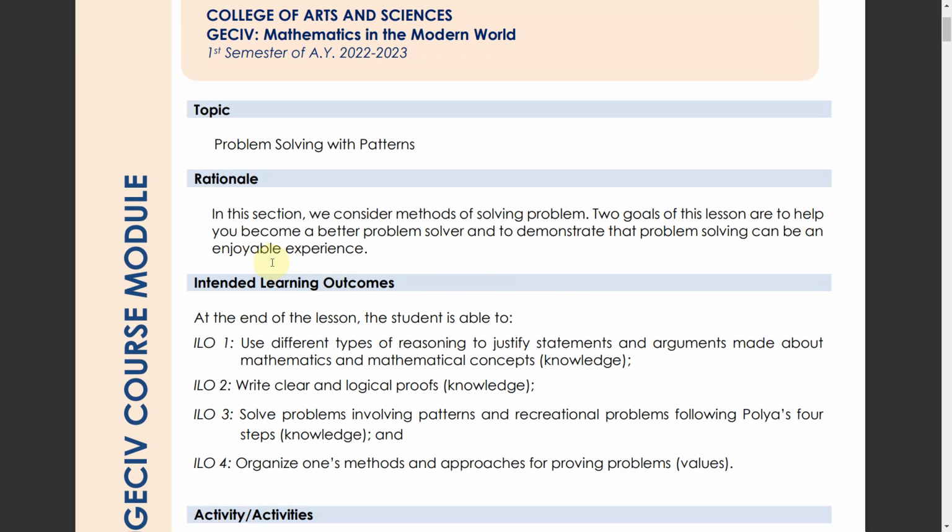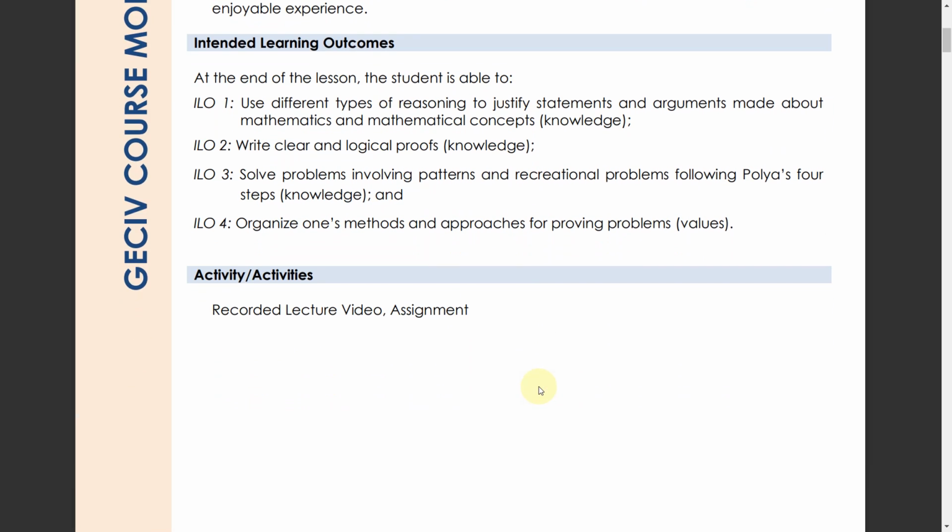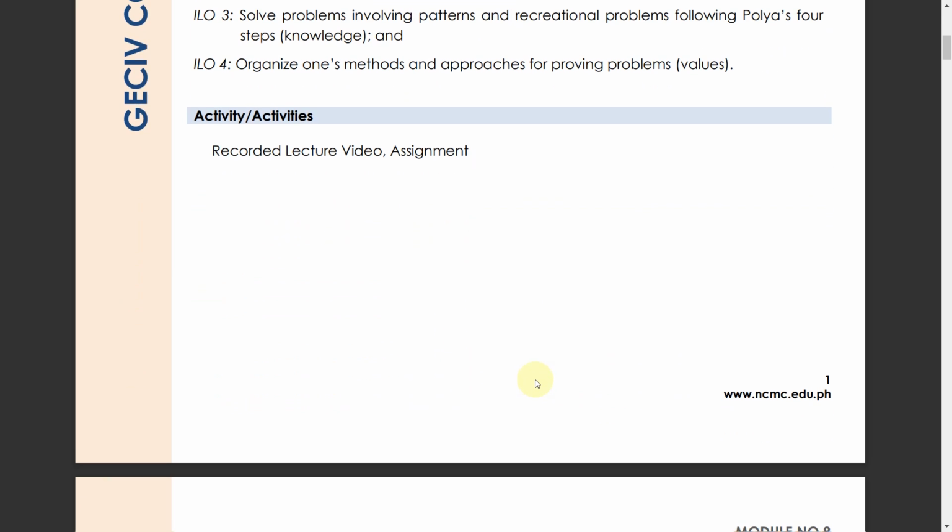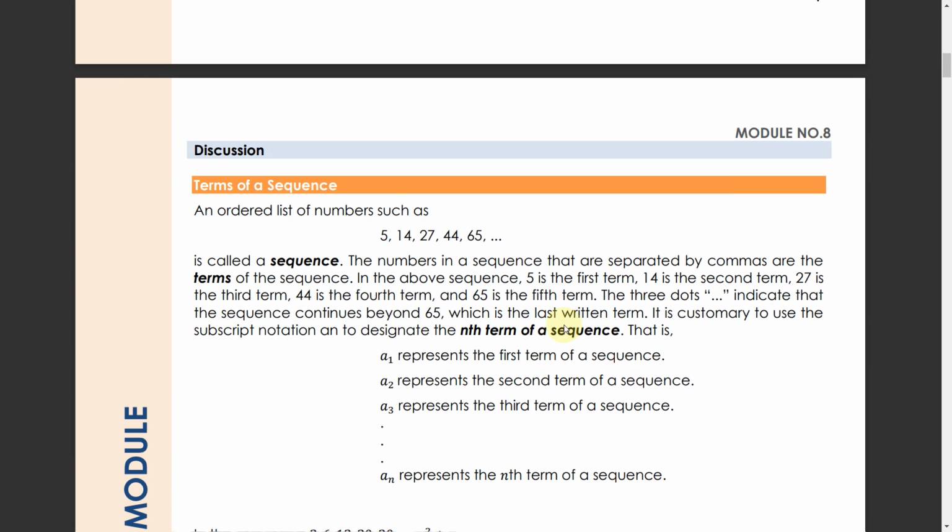So the learning outcomes are the same. These are the learning outcomes that you should learn by the end of this course. And let us proceed directly to the formal discussion. The first part of this module, we'll discuss the terms of a sequence.